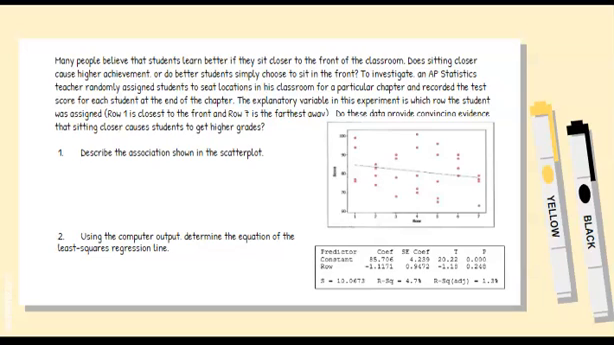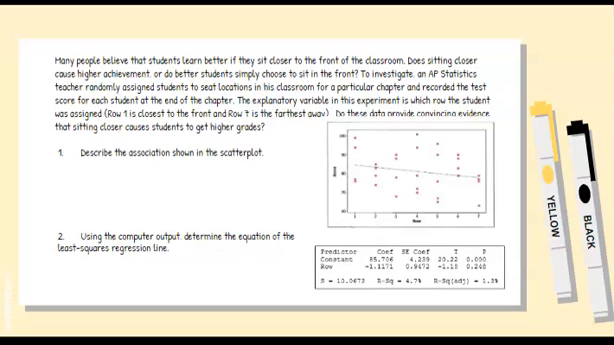The explanatory variable in this experiment is which row the student was assigned, row 1 being the closest to the front and row 7 the furthest away. Do these data provide convincing evidence that sitting closer causes the students to get higher grades? Now obviously it can't be a causation, but is there an association?